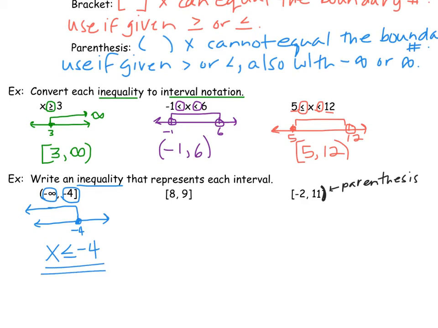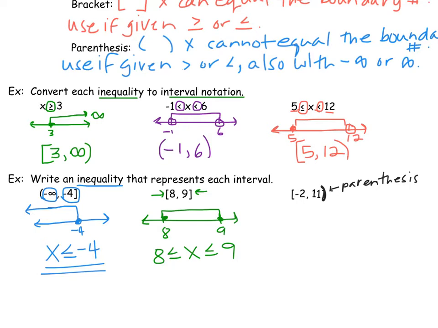The next example has brackets on each side, and we have two number boundaries. So we have a bracket on the left and a bracket on the right. On your number line then, we'll have a boundary on each side. Brackets mean they can equal those boundary locations, and the arrow connects up and over. Because of that, as an inequality, x will be in between 8 and 9, and can equal both of those values.